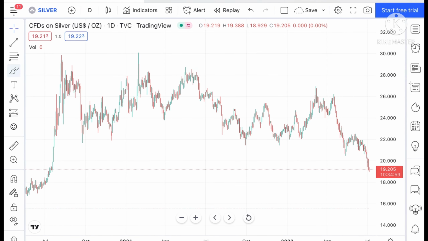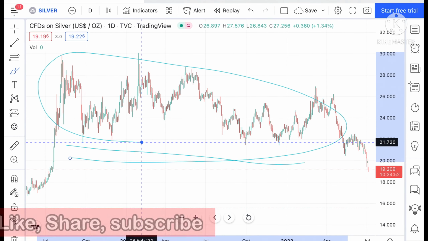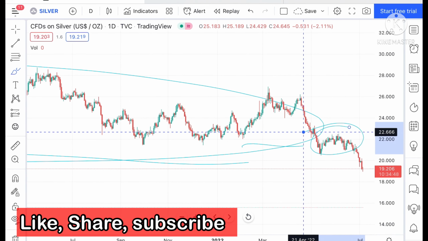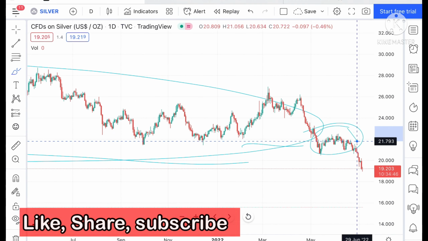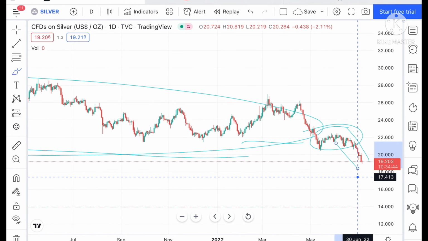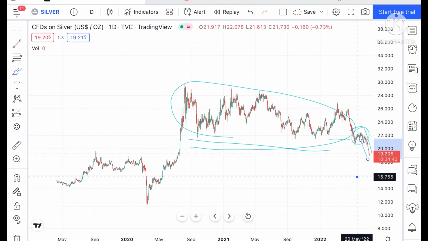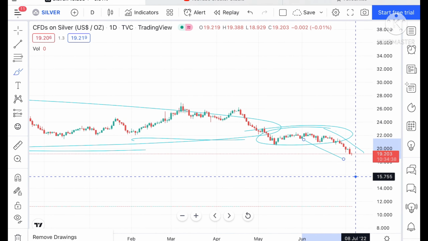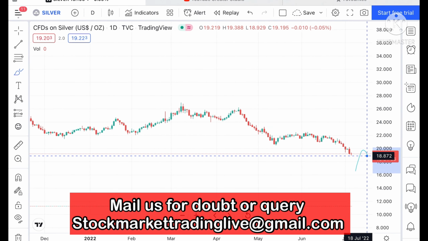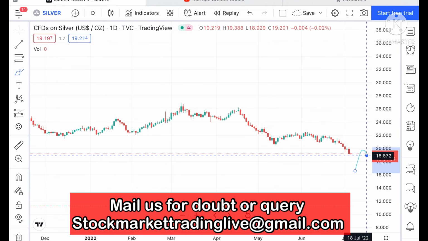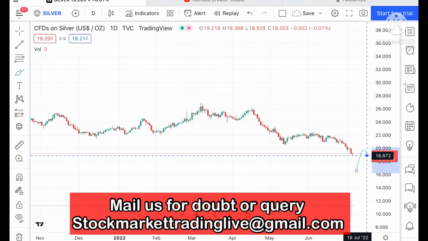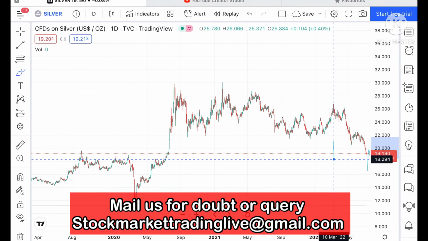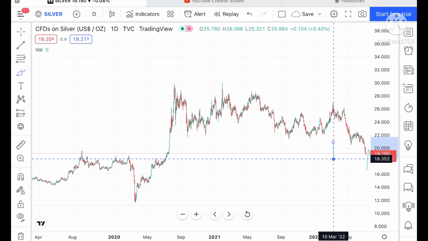If you look at the chart of silver moving in this particular zone, after this zone broke downside, we have seen it was continuously falling. Now if you look at the chart closely, suppose this particular level doesn't sustain, then it can move further down towards a level of 18.872, and from there further down towards a level of 18.352.